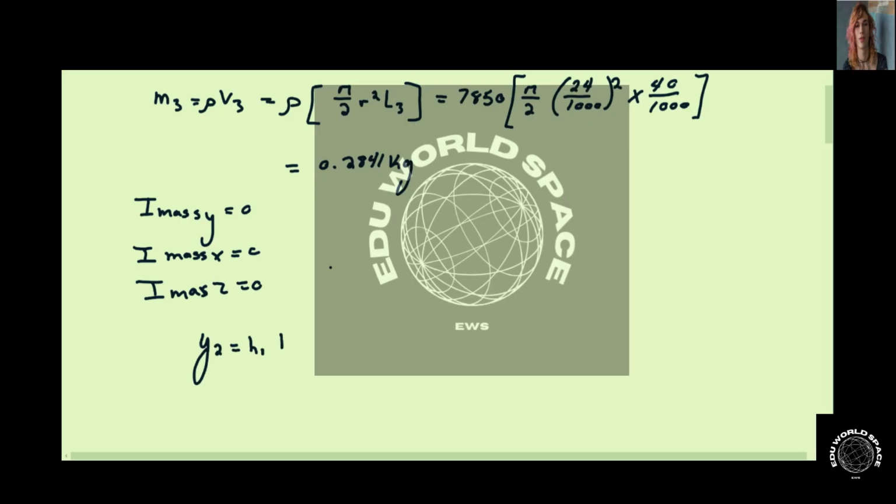The center of gravity y2 is h1 minus h2 divided by 2. So this is going to be 50 over 1,000 minus 38 over 1,000, because we're again just converting it, and that's what 1,000 is for, converting to meters. Okay, and this is going to be 0.031 meters.